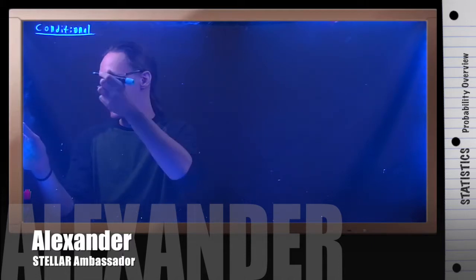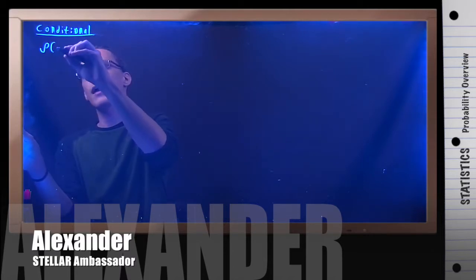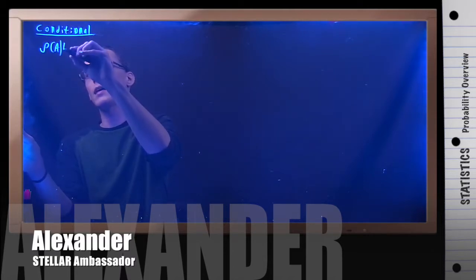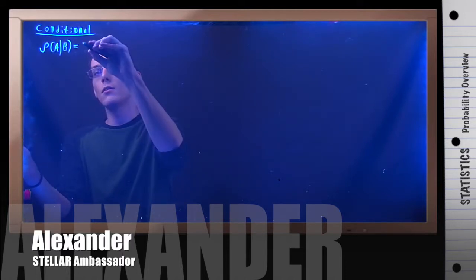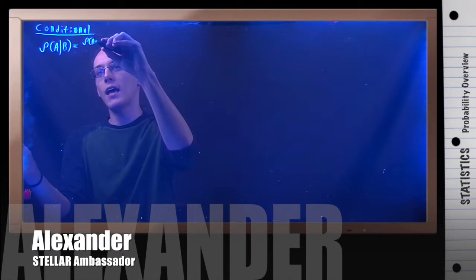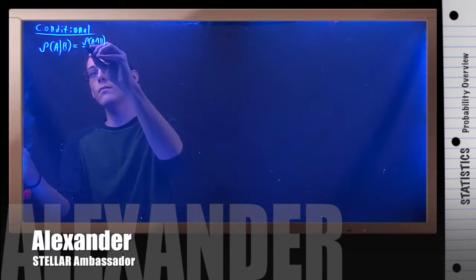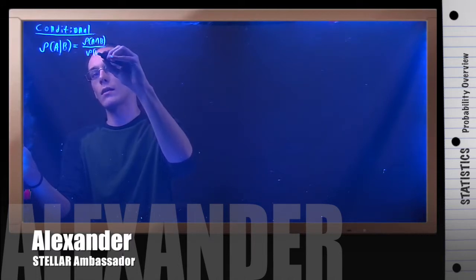So the first most common type of probability is conditional. And so this would be read as the probability of A given B, if you see this notation. Now, this is actually equal to the probability of A and B over the probability of B.